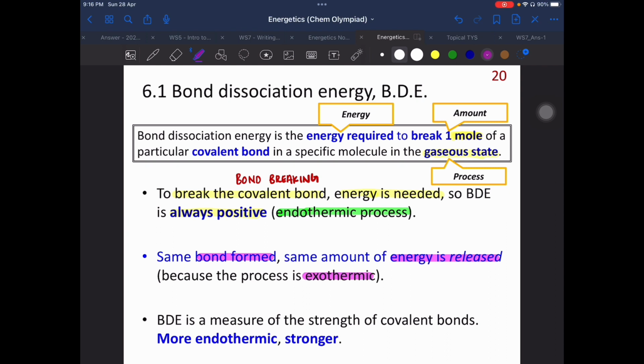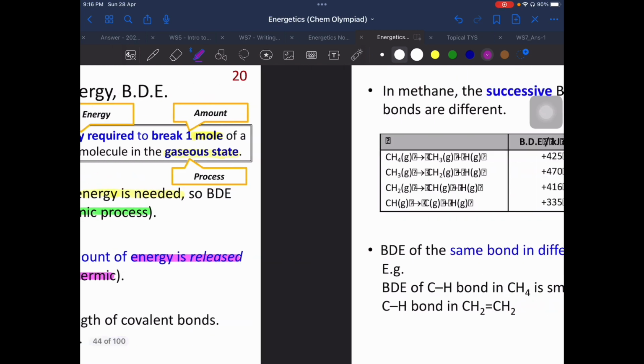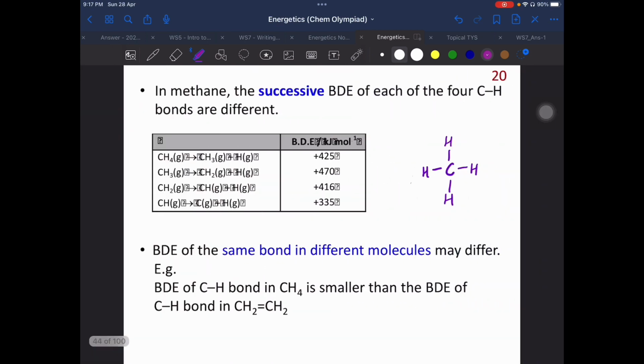So when you look at a particular bond, depending on whether you are breaking it or forming it, it's just a matter of whether it's exothermic or endothermic. The magnitude or the value itself will be the same. So that's just something for you to think of. And of course, we know that the stronger a bond is, the greater the bond energy will be, so you need more energy to either break or to form it.